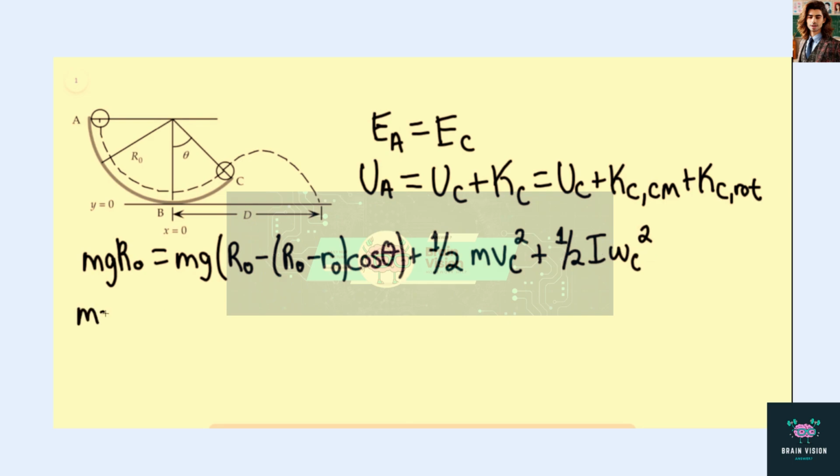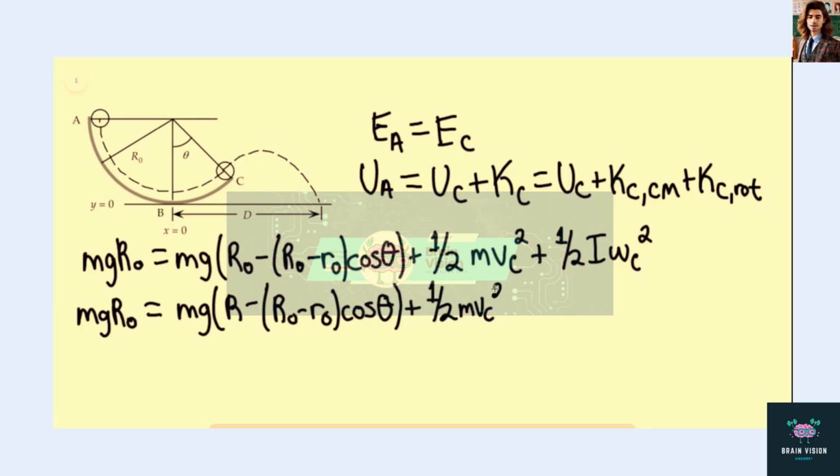We know that mgR equals mg times (the radius of the curve minus the radius of the sphere, cosine of theta), plus again 1/2 mv sub c squared plus 1/2 times the moment of inertia of a sphere, 2/5 mr squared, multiplied by the velocity at C divided by the radius of the sphere, quantity squared.